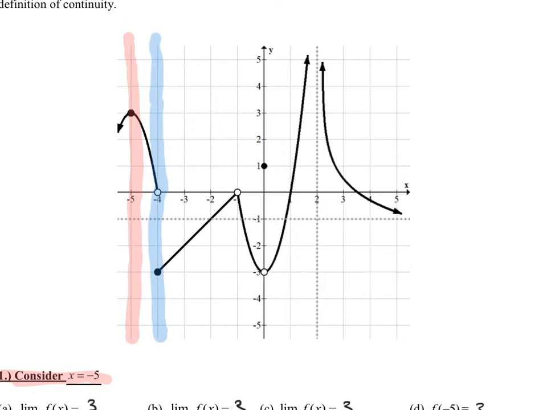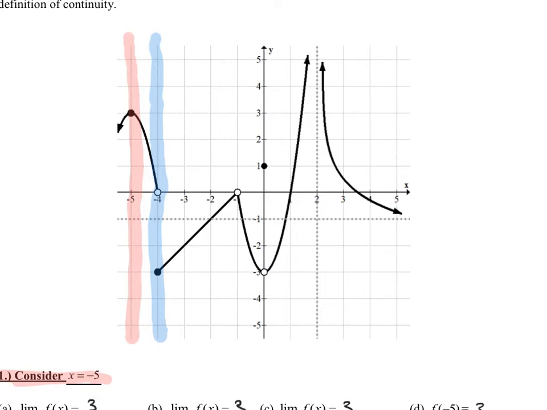So let's summarize that again. The limit from the left is 0. The limit from the right is negative 3. The limit at that point doesn't exist, and the function is negative 3. The next question asks, is it continuous when x equals negative 4? The answer would be no.